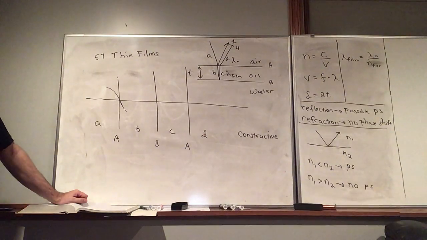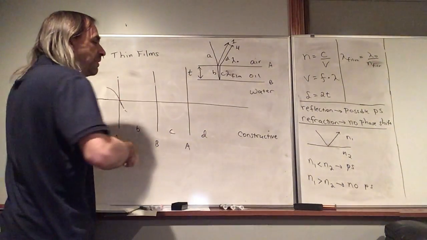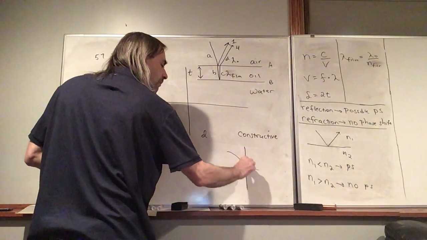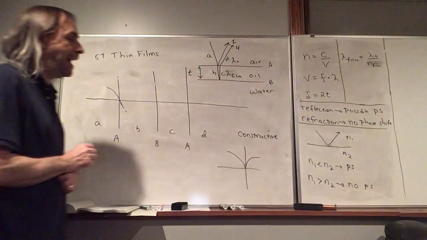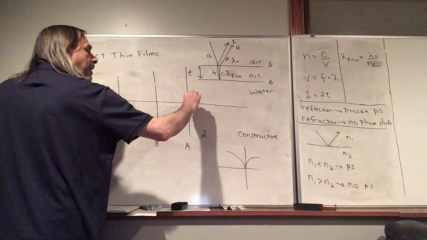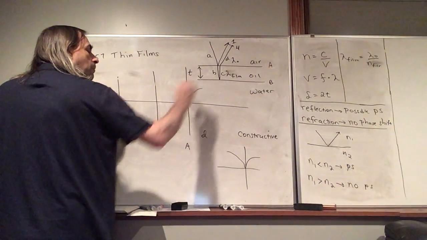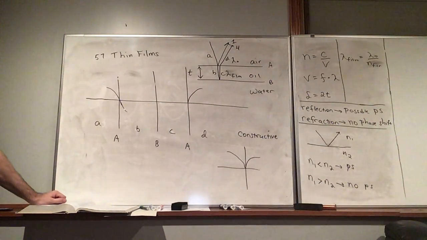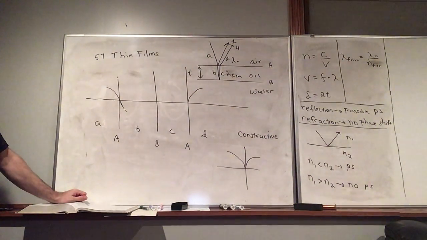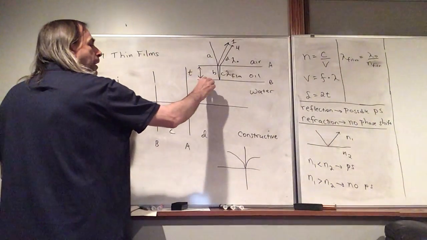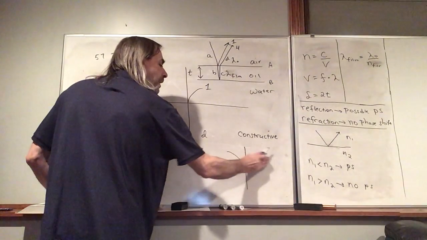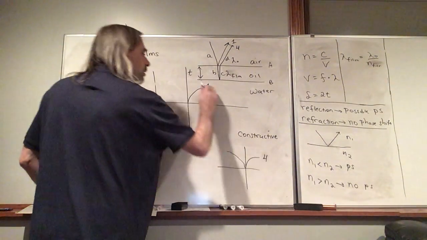So remember in this case, if we look at this first reflection, it looked like that. So if we want constructive interference, we know we have to end up with our wave coming out looking like this to match what we had for our first. So this is ray 1. This was ray 1. This is ray 4.